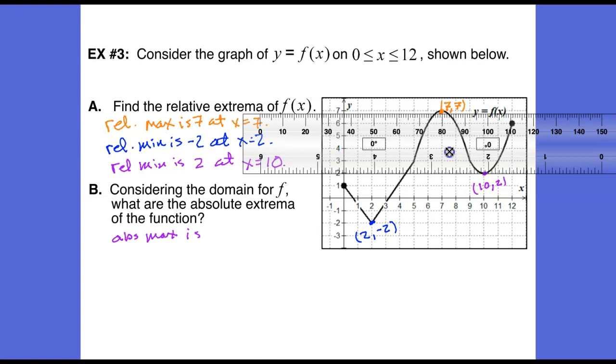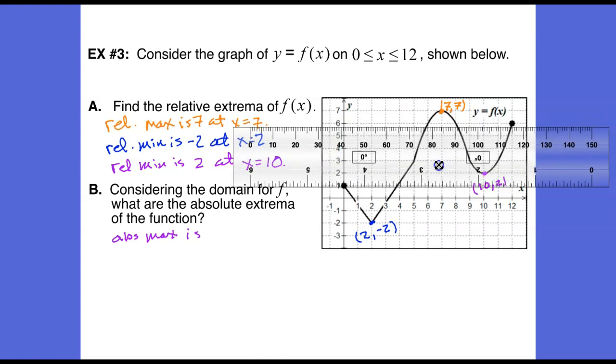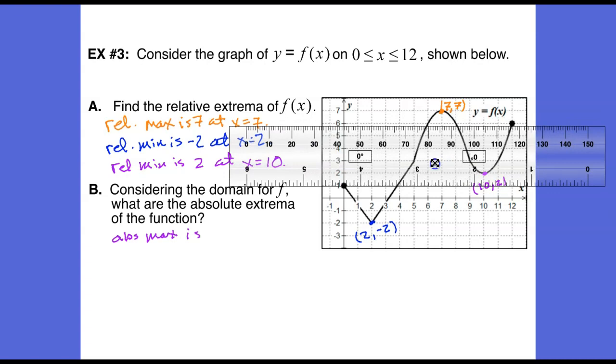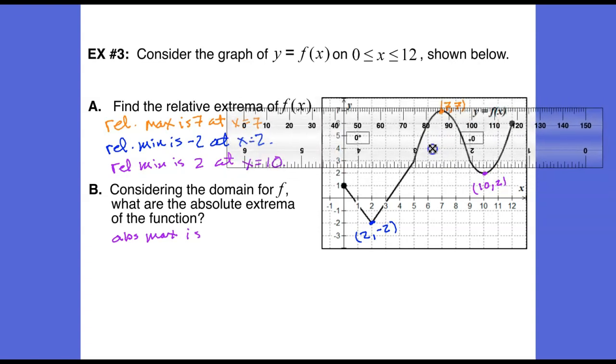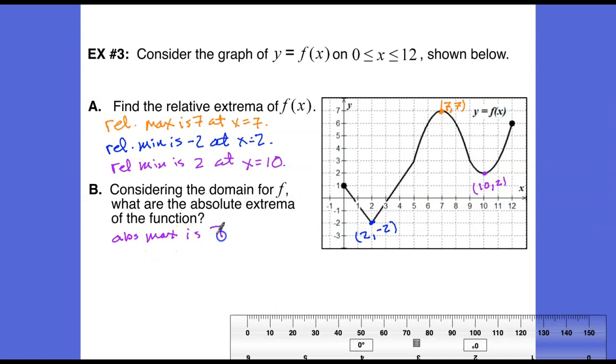And you'll notice that that point is higher than our second endpoint, which is only located at y equals 6. So the highest total point on this closed interval is going to be y equals 7. So we can say the absolute max is 7 at x equals 7. And we can also say that our absolute min is negative 2 at x equals 2. But don't forget, for absolute extrema, you have to check the endpoints.